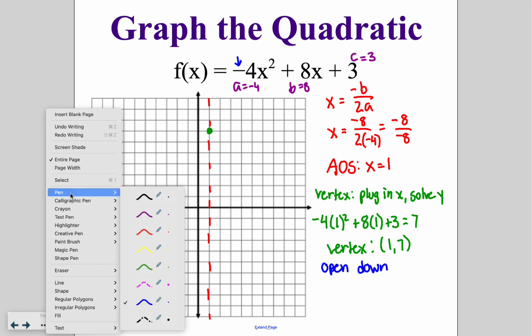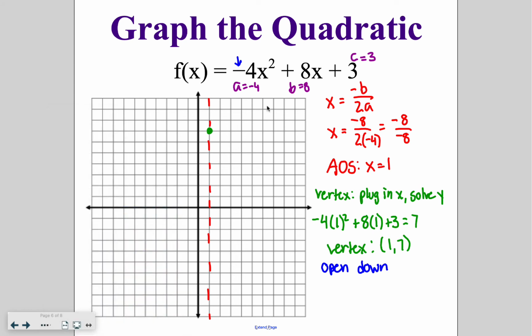So then I'm going to start plugging in points. So I'm going to start by going just to the right. So I'm going to plug in 2. So in your calculator, you would do -4 times 2 squared plus 8 times 2 plus 3. And when you plug that into your calculator, you would get an answer of 3. So your next point is at 2, 3. So I go over 2 and up 1, 2, and 3.